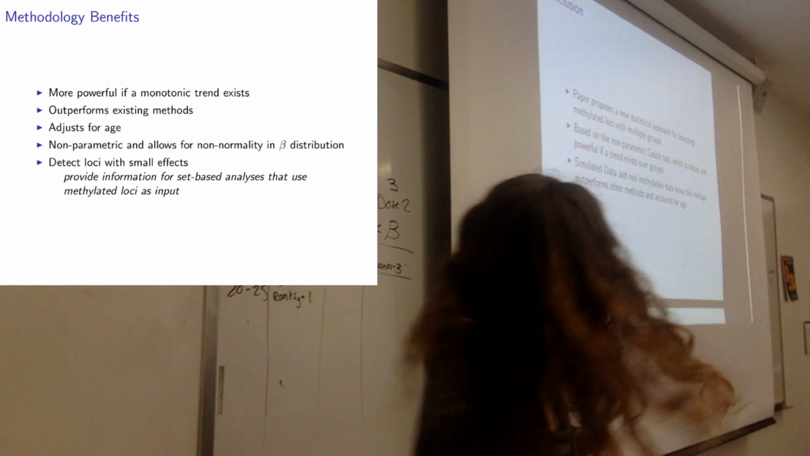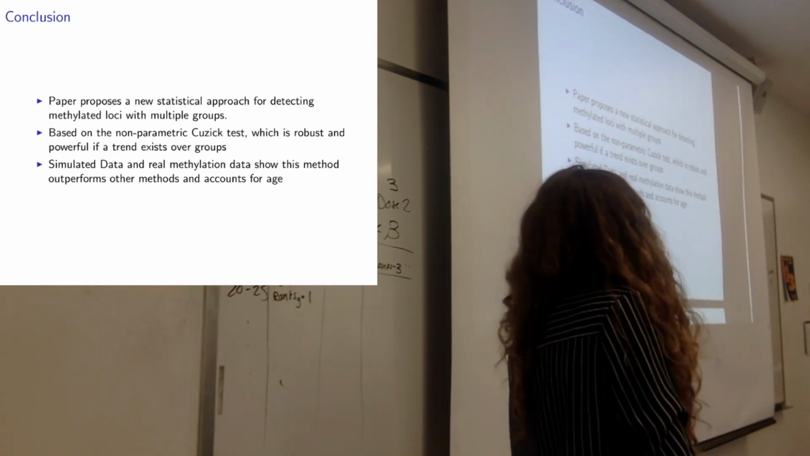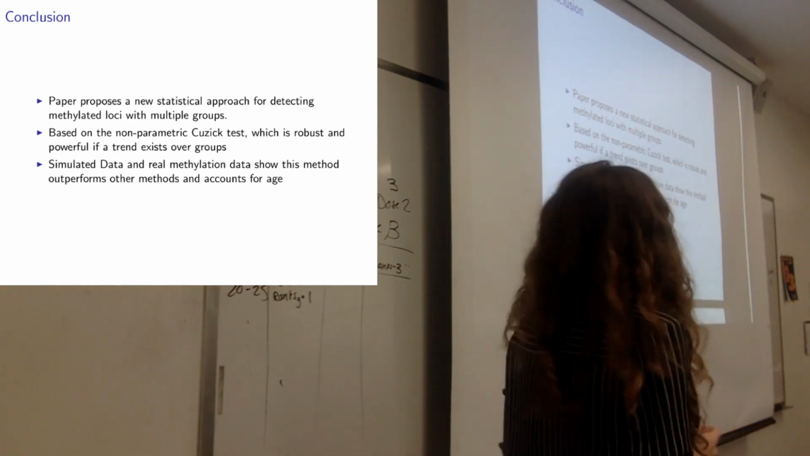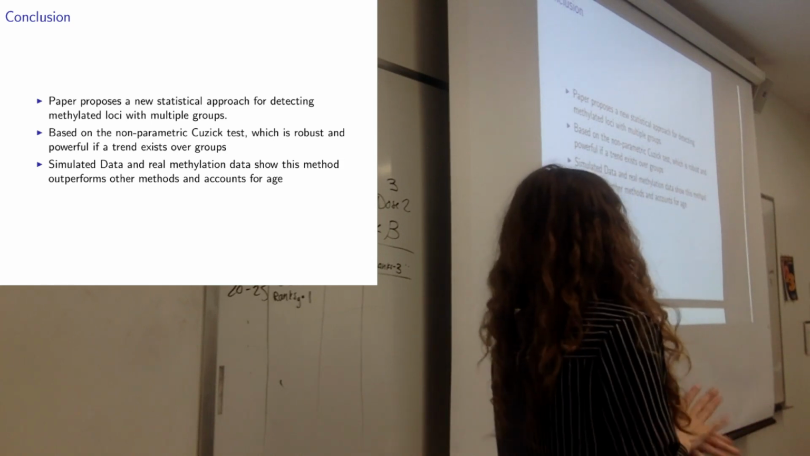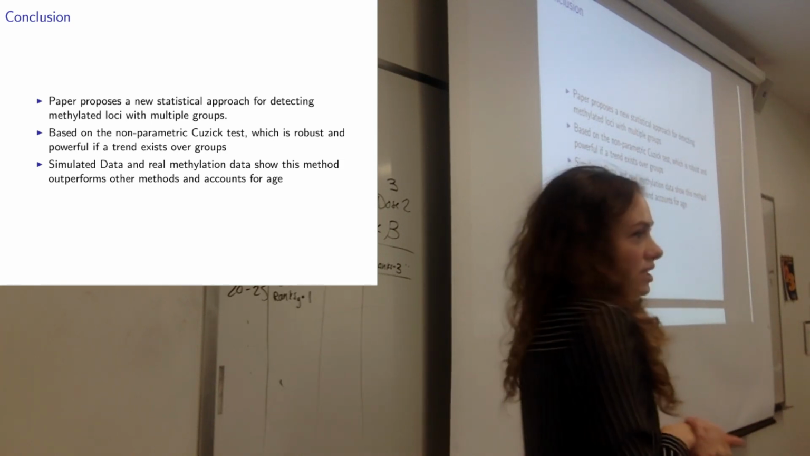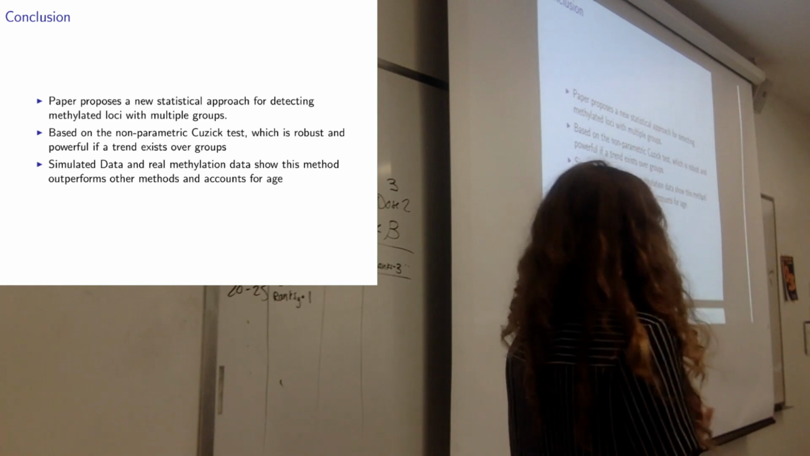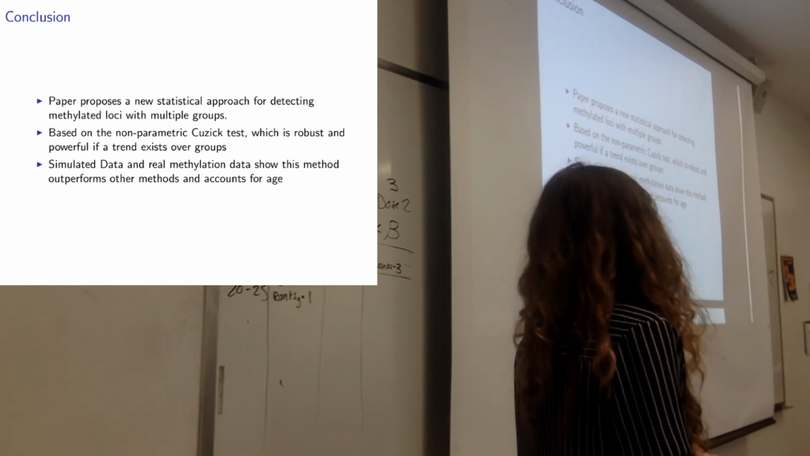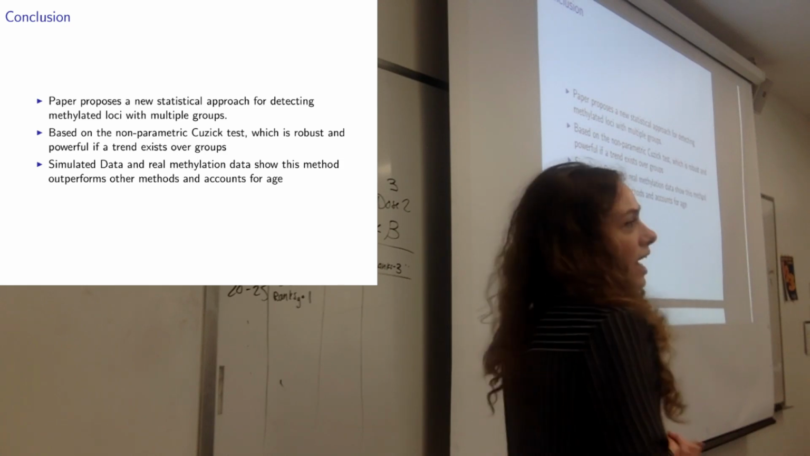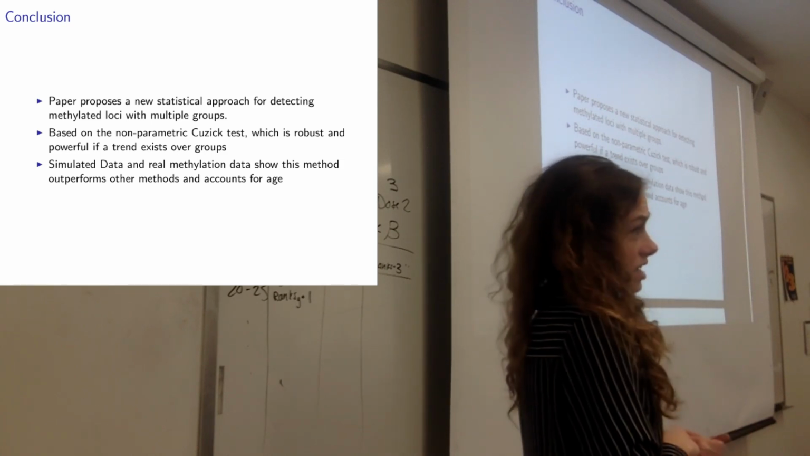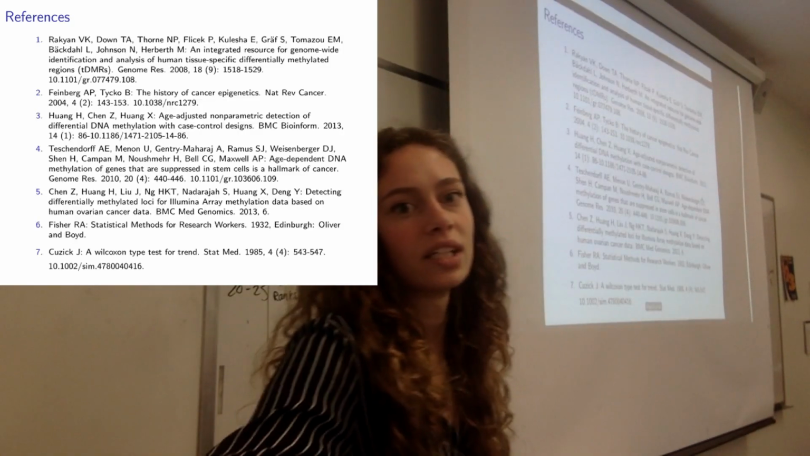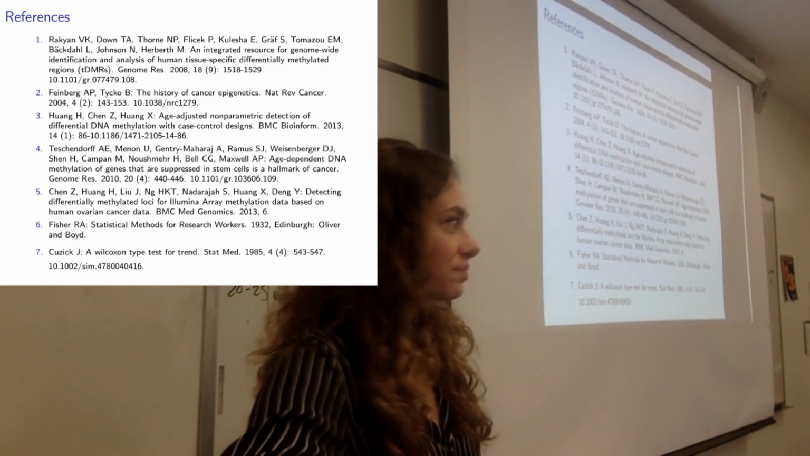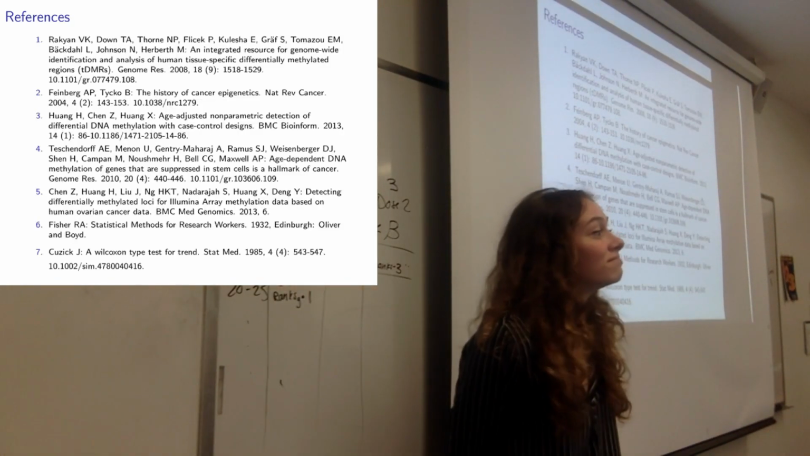Okay, so just the conclusion. The paper gives a modified statistical approach for detecting methylated loci with multiple groups. It's based on this Kuzik test, which is robust if a trend exists. And they showed that this performed well with simulated and real data. And it outperformed both Kruskal-Wallis and ANOVA. And that is it. Questions?